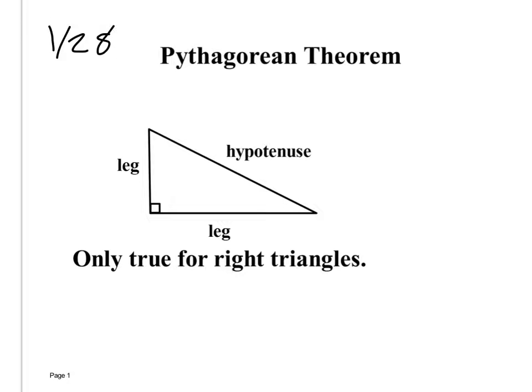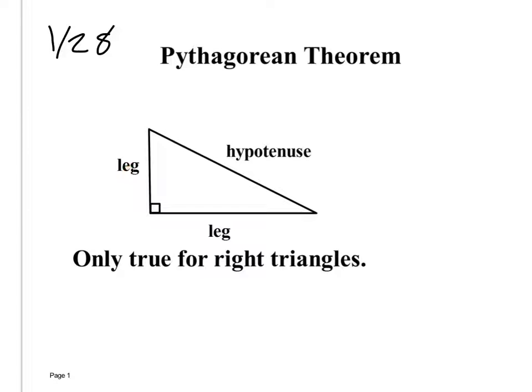Today we're covering the Pythagorean Theorem. The one thing you need to know about the Pythagorean Theorem is that it's only true for right triangles. It only works for right triangles. The other part you have to know is that the hypotenuse is the longest side of the right triangle. It's opposite the 90 degree, the right angle.